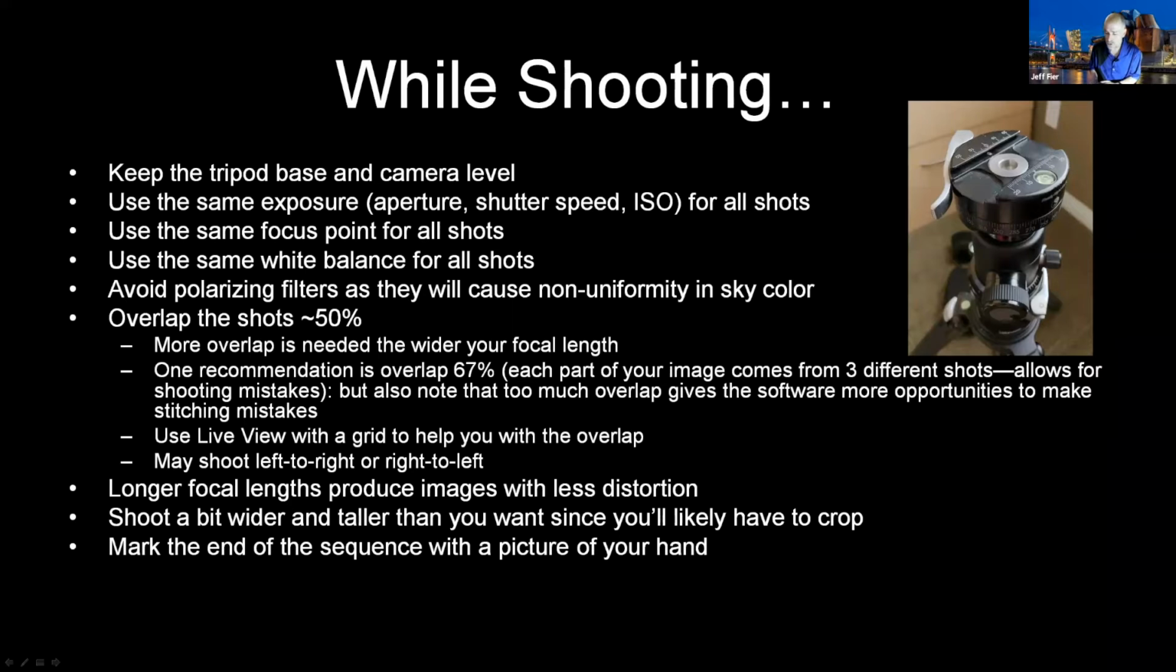You can shoot whichever direction you want, left to right or right to left. It doesn't matter. The software will figure it out. In fact, you don't even have to hand the pictures to the software in any particular order. The software these days is able to figure this stuff out. One thing you might do, if you have the option to put a grid up on the live view on the back of your camera, is do that. With my camera, I can put a 6x4 grid, so it allows me to easily figure out where that halfway point is on the image so that I can overlap 50%.